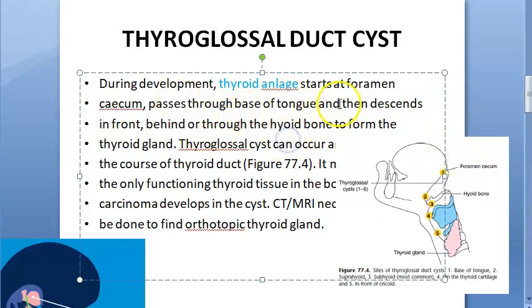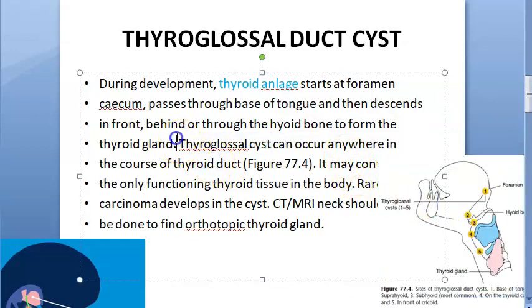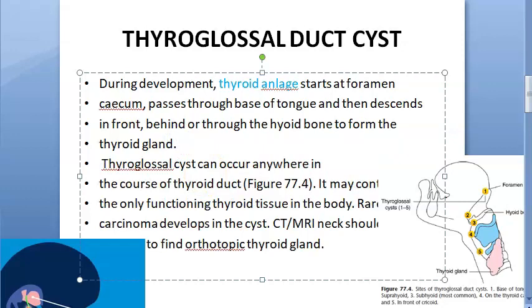So it will go by how? From the foramen cecum, it will pass through the base of tongue and then it will go near the hyoid bone, behind, front, through it or what. And the thyroglossal cyst can occur anywhere in the course of this thyroid duct. Are they calling this thyroid duct? Thyroglossal duct actually it should be, right?